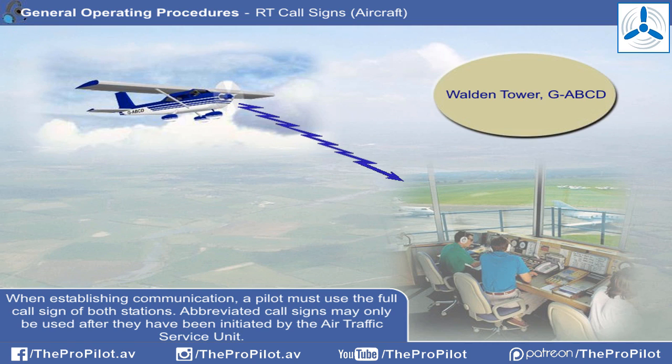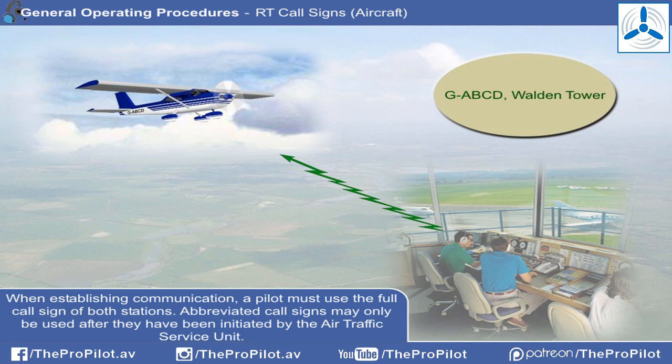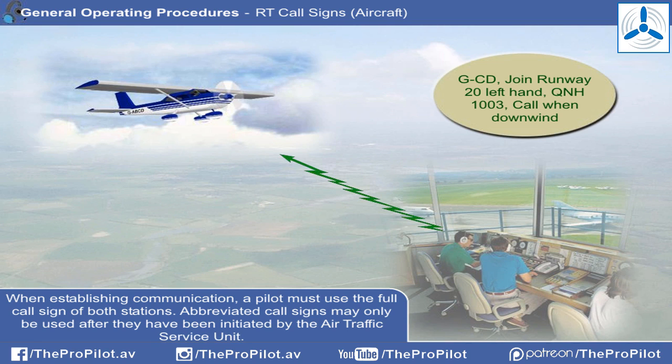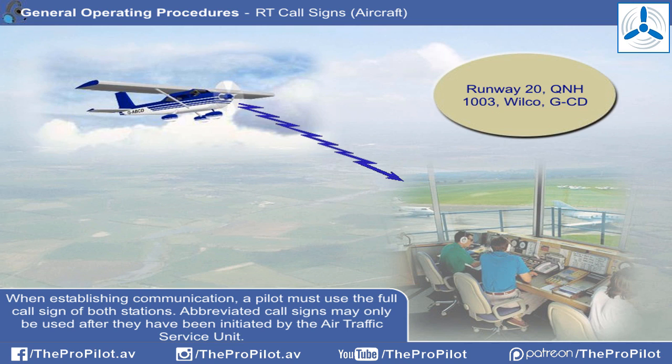Walden Tower, Golf Alpha Bravo Charlie Delta. Golf Alpha Bravo Charlie Delta, Walden Tower. Golf Alpha Bravo Charlie Delta, request joining instructions. Golf Charlie Delta, join runway 20 left hand, QNH 1003. Call when downwind. Runway 20, QNH 1003, Wilco, Golf Charlie Delta.